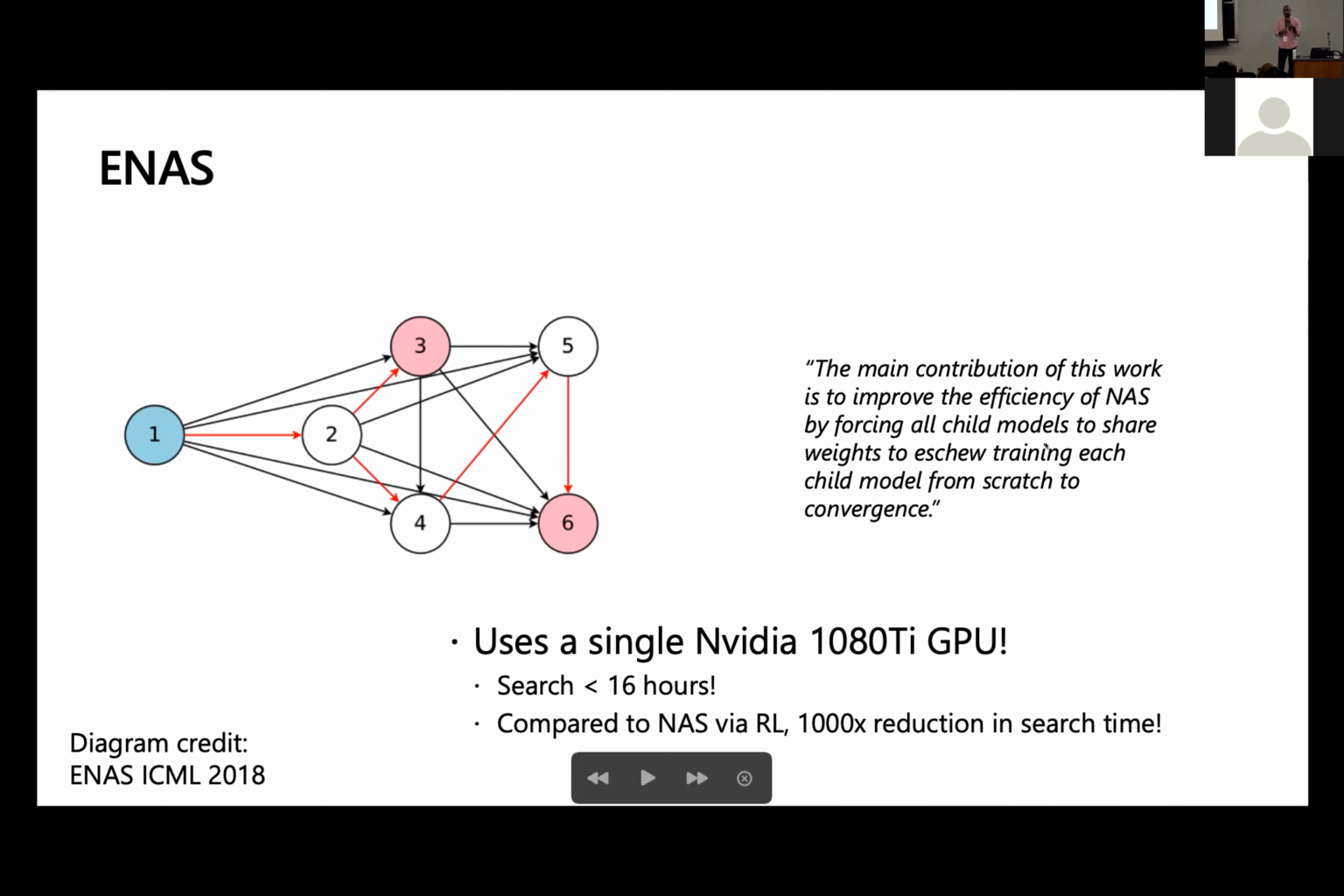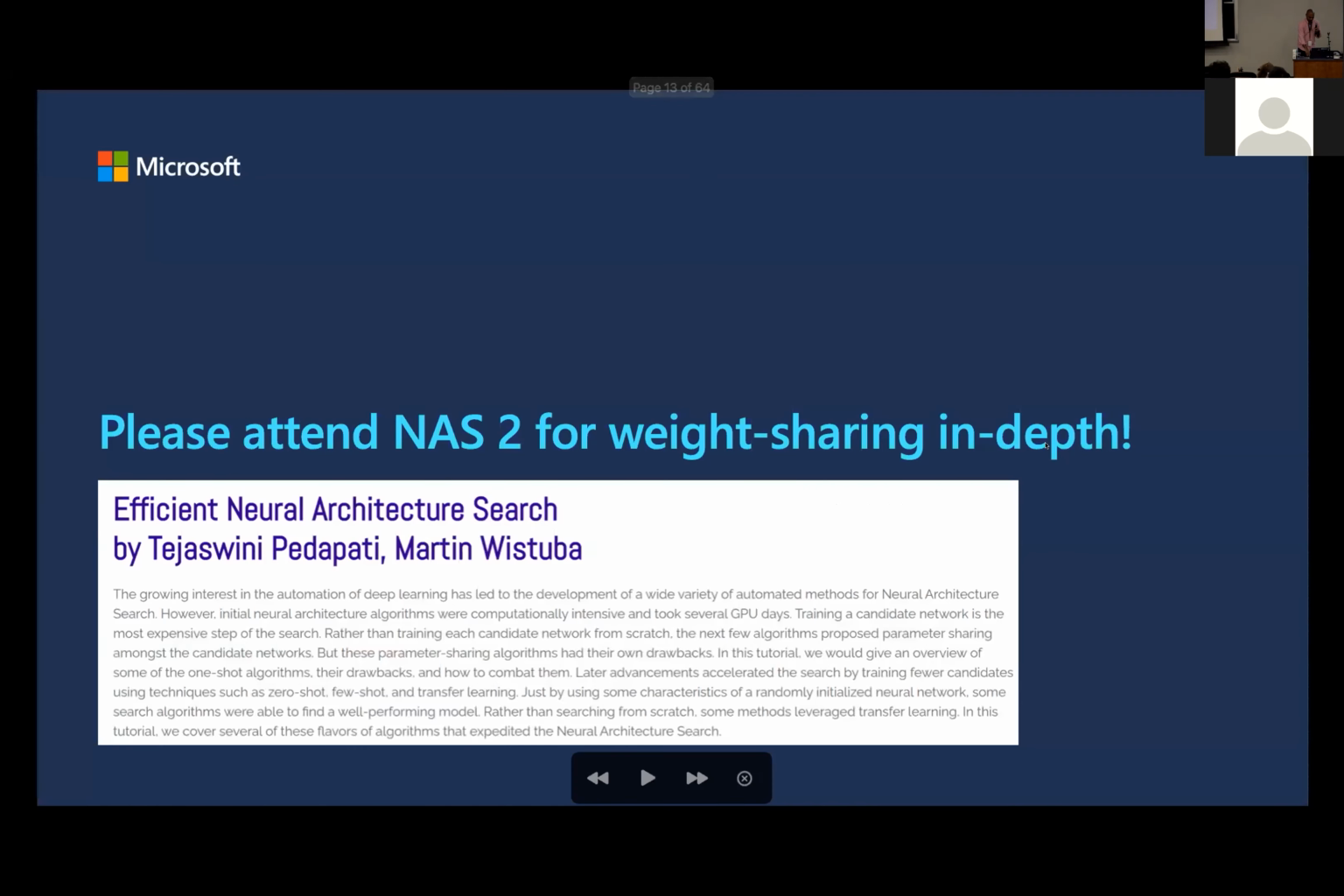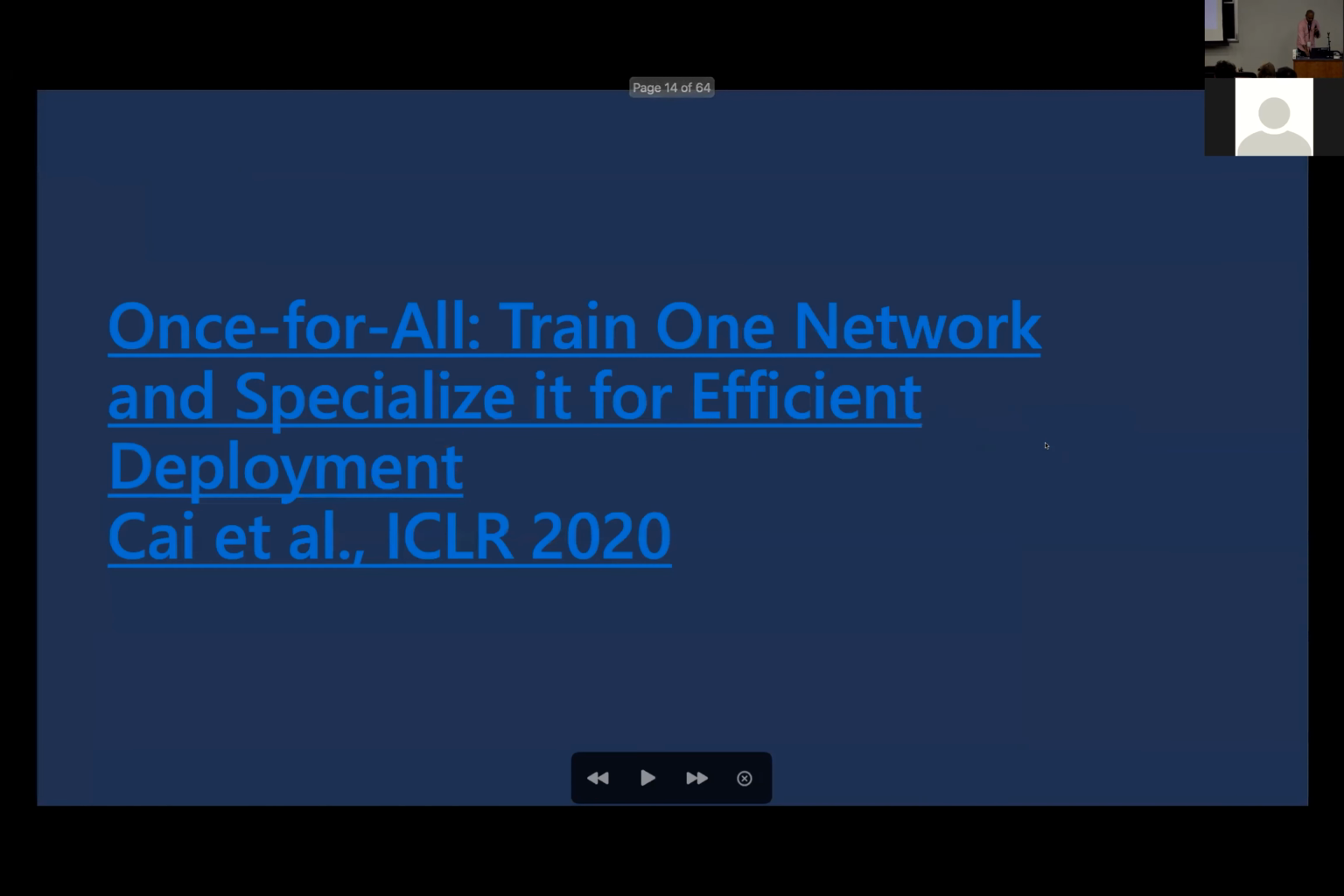It's also not easy for arbitrary search spaces, and you will see as I go through some of the kinds of search spaces that you could have, that it's not obvious how you will fuse together architectures which differ drastically. It all depends upon the granularity at which you are searching. So yes, attend the next part for in-depth.